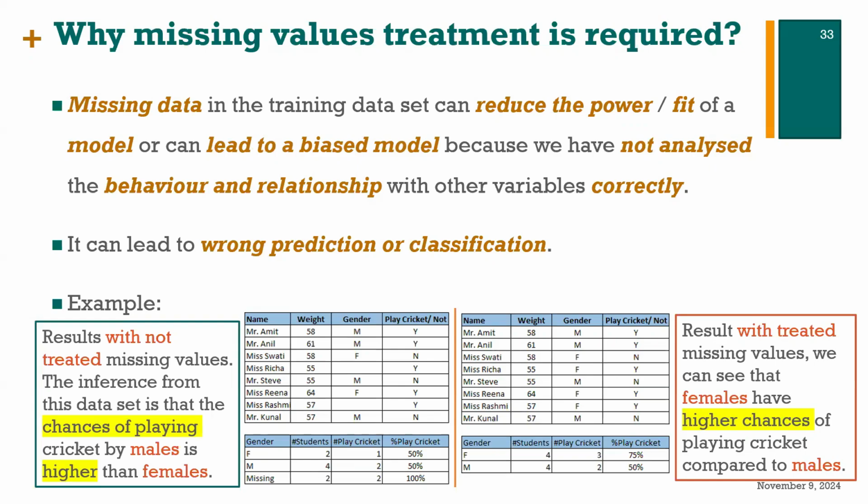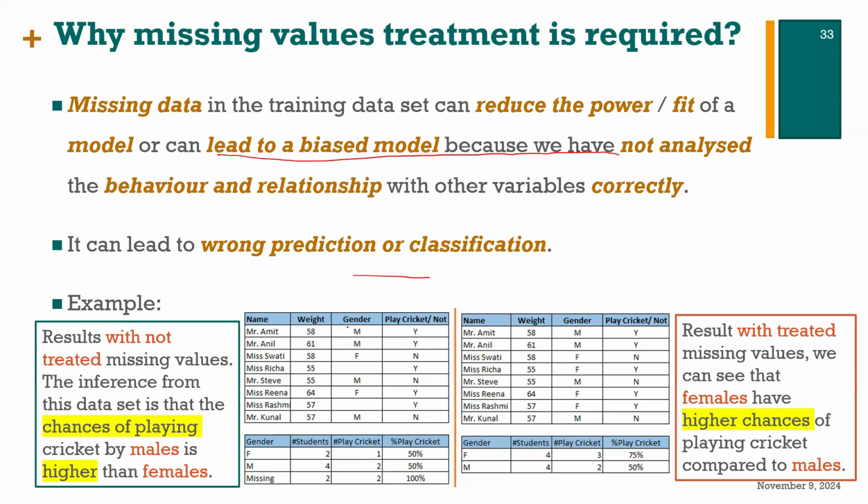Missing data in the training set can greatly reduce the power or the fitting capability of our model. And sometimes it can even lead to a biased model because we have not analyzed the behavior and relationship with other variables correctly. Sometimes it could also lead to wrong prediction or classification, depending on the problem we are treating. Is it a regression problem or a classification problem? Let's look at an example to demonstrate why missing value treatment is very important.